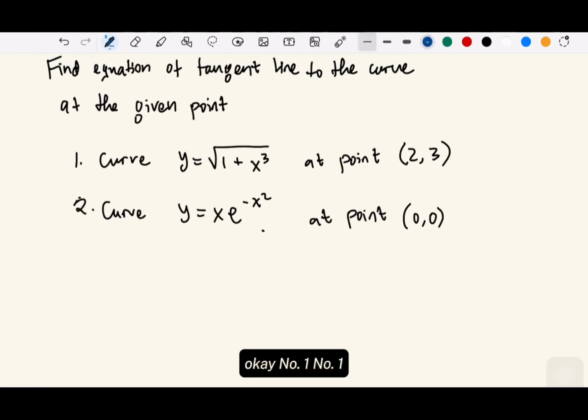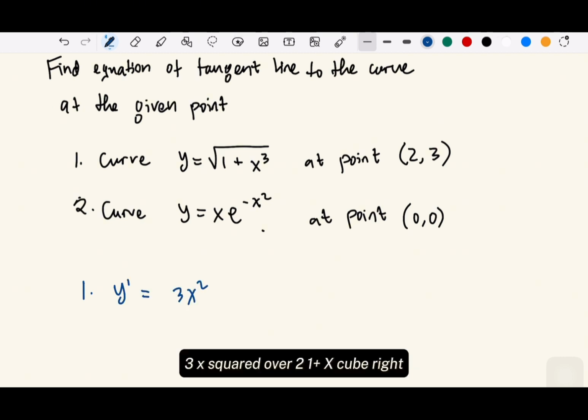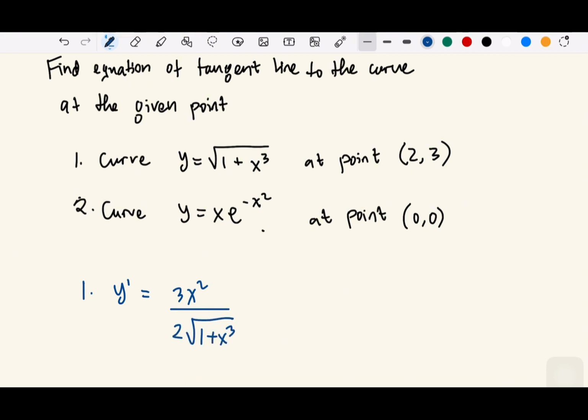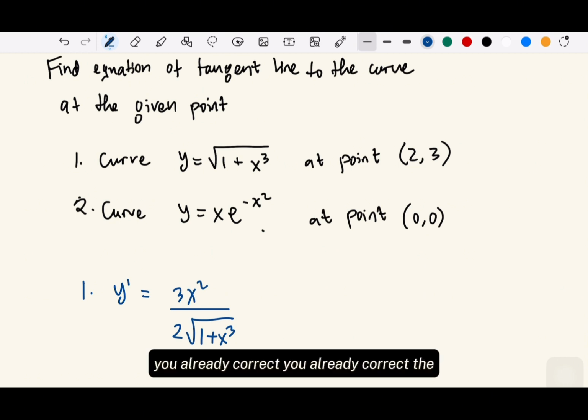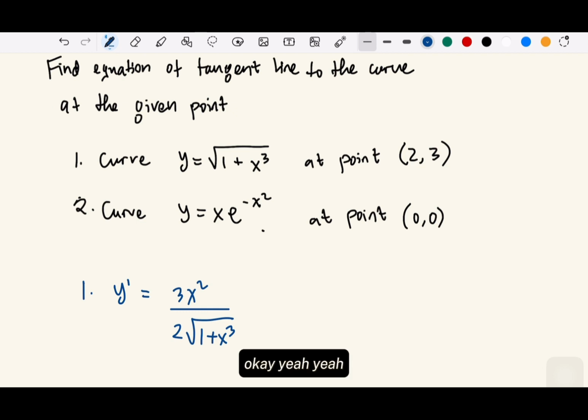Okay, number one, y prime is 3x squared over 2 times the square root of 1 plus x cubed, right? Got it? You're already correct, the x squared over the square root of 1 plus x cubed. Yeah, your way is correct. You just need to add more lines.